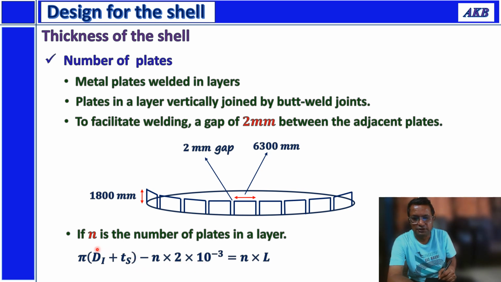So this entire circumference for the shell minus the gap left for facilitating welding, this distance will be equal to the number of plates into the length of an individual plate. So you have to use such a number that you get this distance, total circumference minus gap left for facilitating welding. I hope you have understood the equation. If you have any doubts, please mention that in the comment section. Length is given to us, it is 6300 mm.